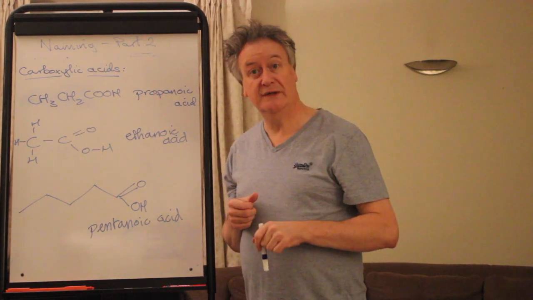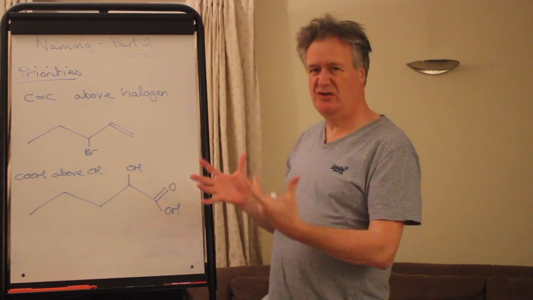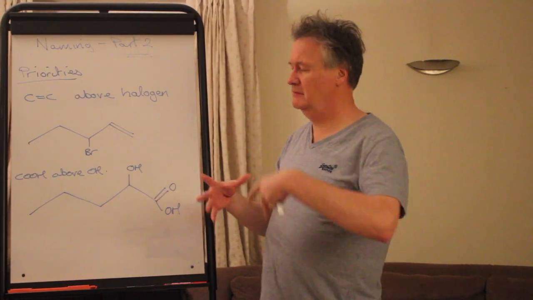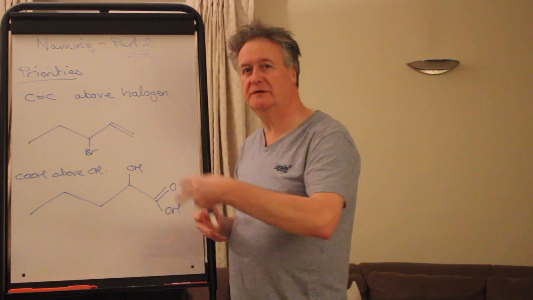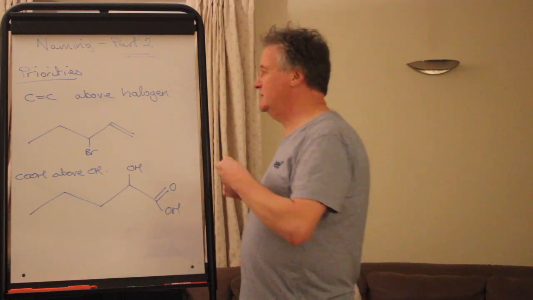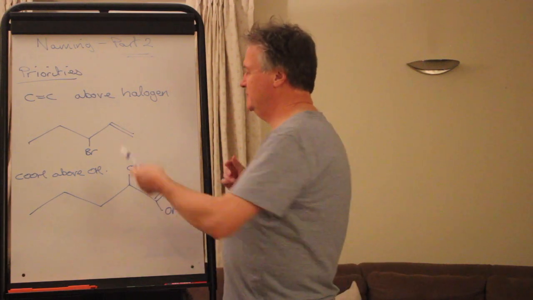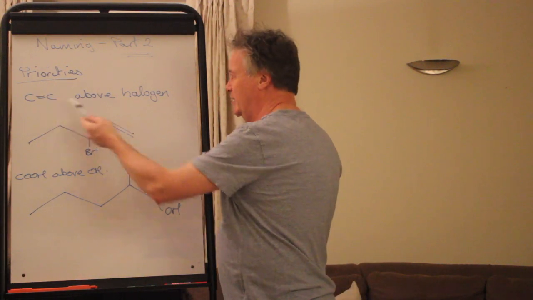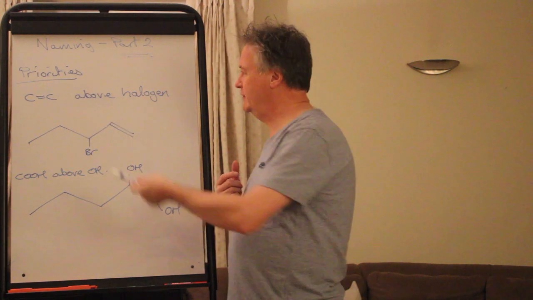I'll just get the board sorted for that, and I'll see you in a moment. So just a little bit about priorities. There is actually a huge list in the IUPAC pack, naming rules of which functional groups are above which ones in priority. Doesn't really feature that much in A-level, fortunately, but there's a couple of things. It's almost obvious, because if you look at this structure here, the priority system says the alkene group has priority over the halogen.